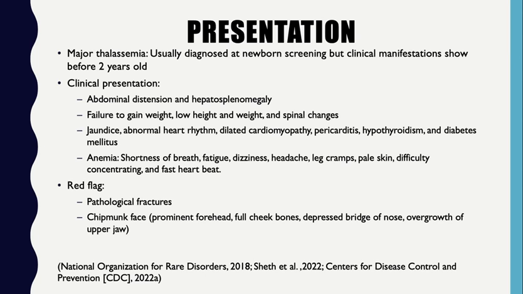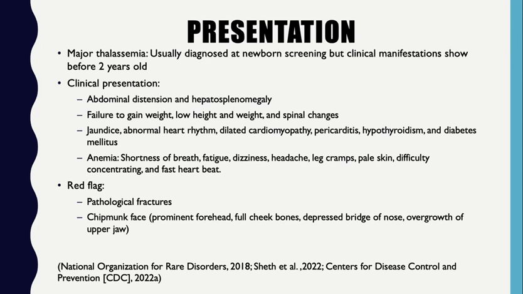So, what are you going to see? You're going to see abdominal distension and hepatosplenomegaly. This results from the spleen being overworked. It's breaking down those ineffective hemoglobin molecules, and it's also trying to produce more. The body always likes to be in that state of homeostasis. You're also going to see failure to gain weight, low height and weight, and spinal changes.